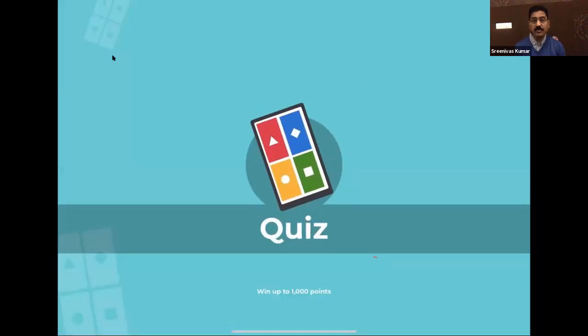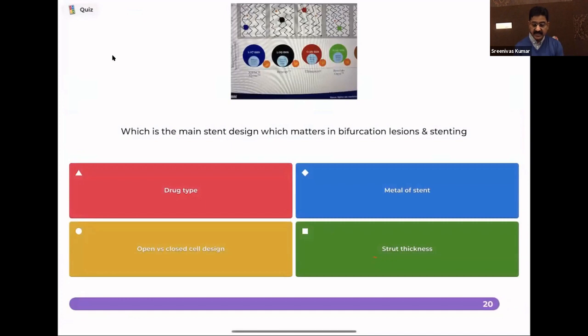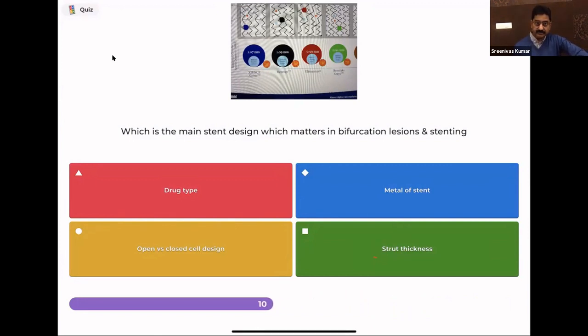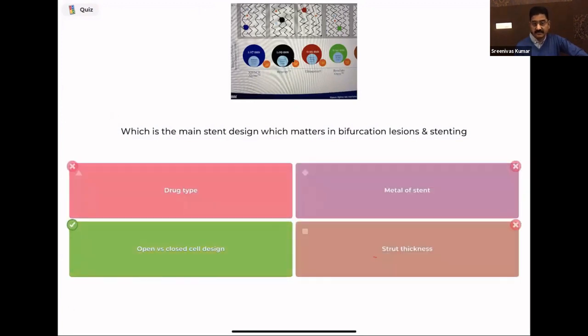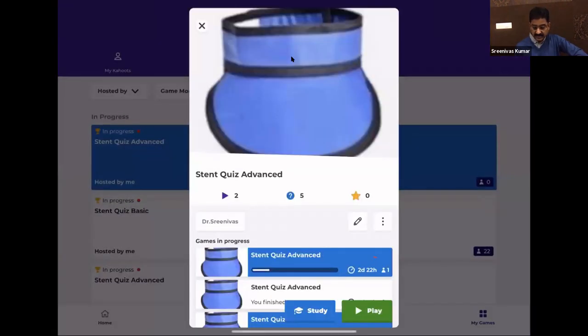Probably many of you are not able to participate. You can write in the chat if you want. Which is the main stent design which matters in bifurcation lesion stenting? Drug type, metal type, strut thickness, open versus closed design. What matters most? The top diagram here actually shows the open cells which have maximum diameters available. I think open versus closed design is the answer for the bifurcation, which will deal more with this.